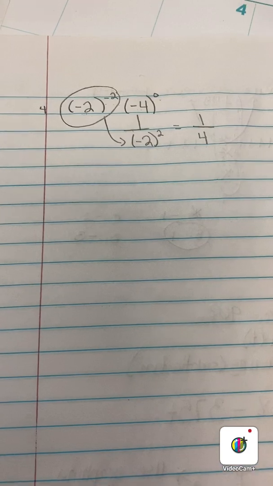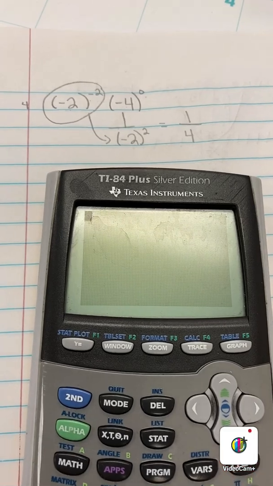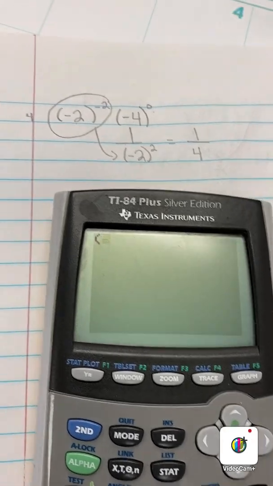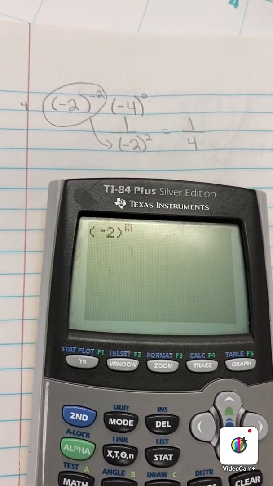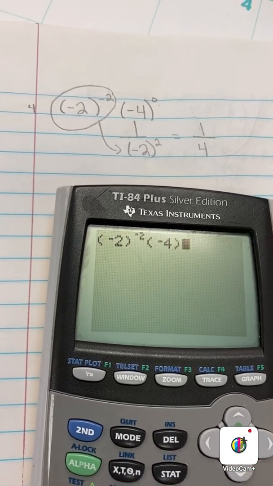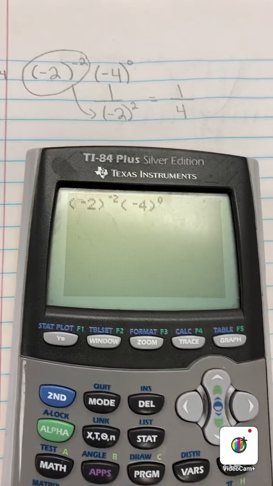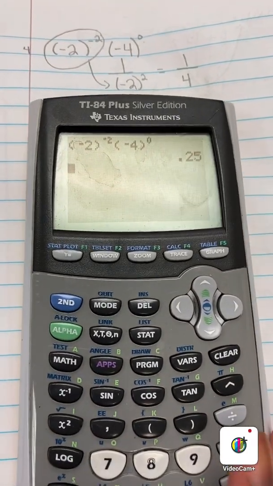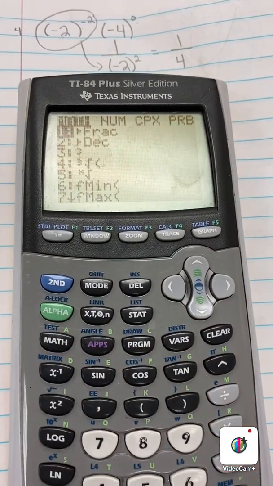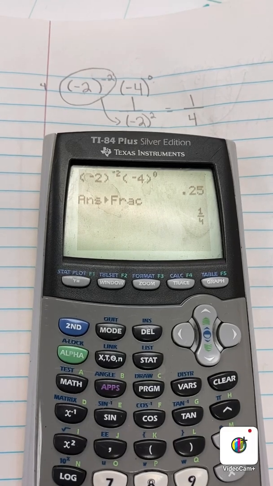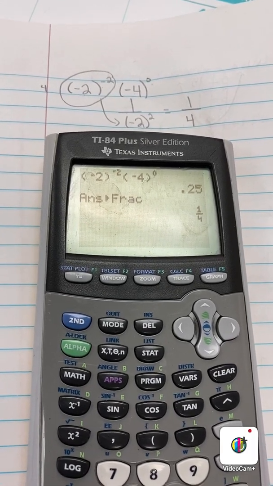But if you get confused, we're going to use our tool to help us. So I'm going to put the original problem in the calculator using parentheses and all. So negative 2 raised to the negative 2nd power times negative 4 raised to the 0 power. And I get a decimal, but remember I can change decimals to fractions by pressing math, enter, and enter. And that gives me 1/4 as well. So remember, if it's only numbers, you can put it in the calculator.